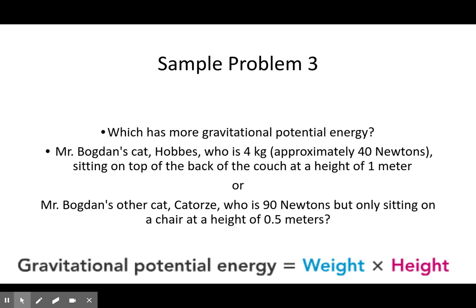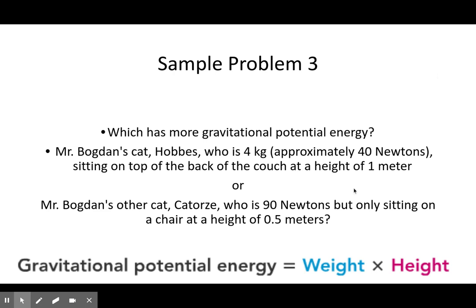My other cat, Catorze, is 90 newtons. Yeah, he's more than twice what Hobbs is. But he's sitting on a chair, so he's only got a height of half of a meter. So one's got more weight but is lower to the ground, and the other one's got more height but is lower in weight.